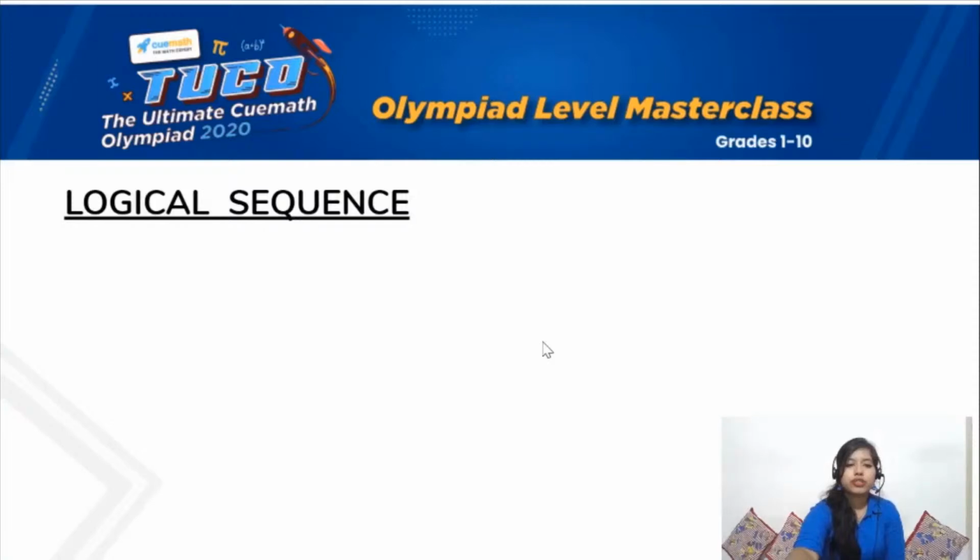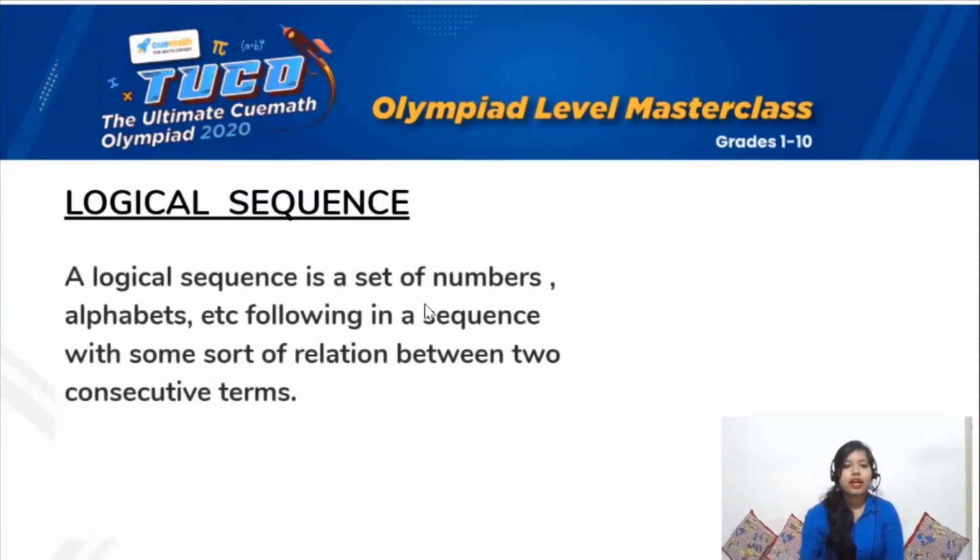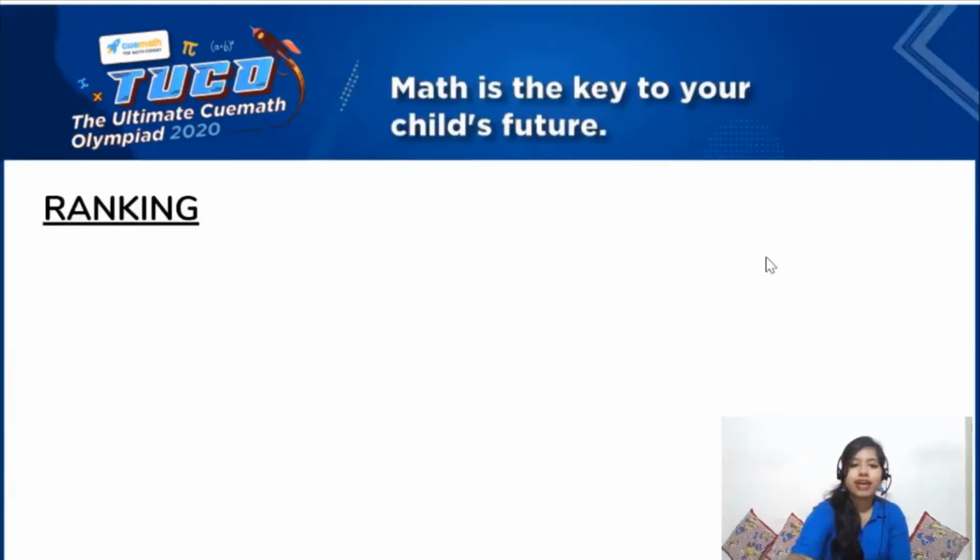So let's first go into the definition of logical sequence. A logical sequence is a set of numbers, alphabets, etc. following in a sequence with some sort of relation between two consecutive terms. So basically, a logical sequence generates a meaningful pattern. It could be between numbers, alphabets, figures, or anything. So when you frame a sequence which leads to a pattern or a meaningful outcome, it is known as a logical sequence.